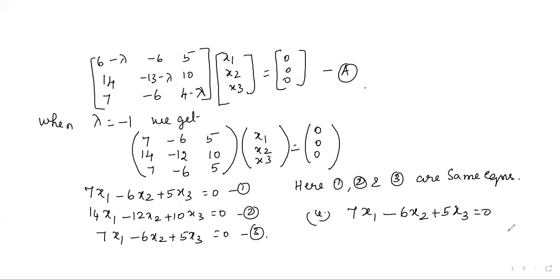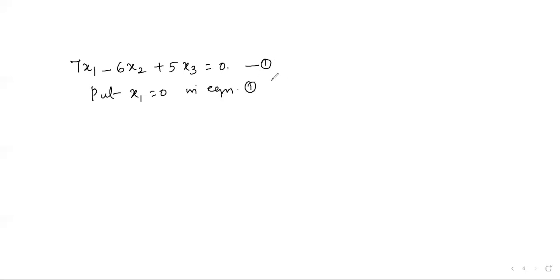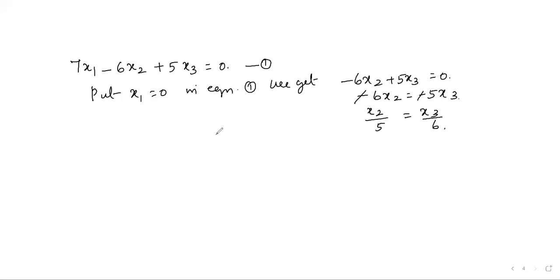So we have to find out the three eigenvectors, but we are having only a single equation. First of all, let us find the first eigenvector. Let us take x1 is equal to 0 and put it in equation 1. So we get minus 6x2 plus 5x3 is equal to 0, which implies minus 6x2 is equal to minus 5x3. The minus sign cancels, and dividing, x2 by 5 and x3 by 6. Therefore the first eigenvector is x1 is equal to 0, x2 is equal to 5 and x3 is equal to 6.